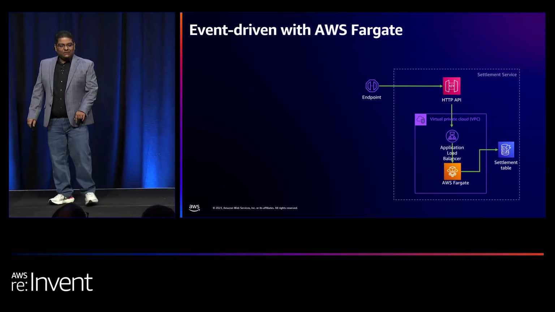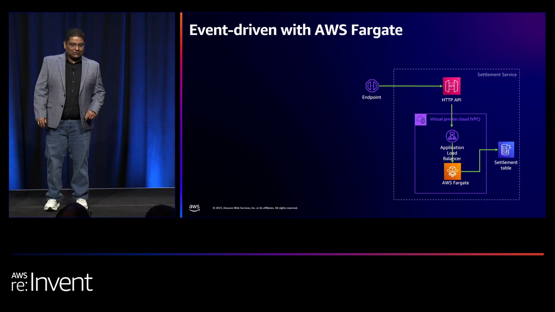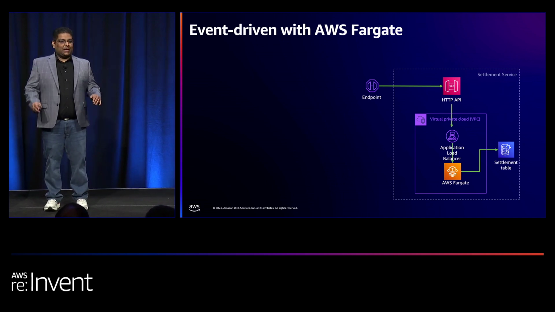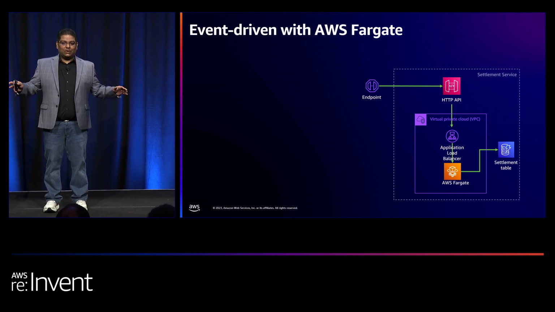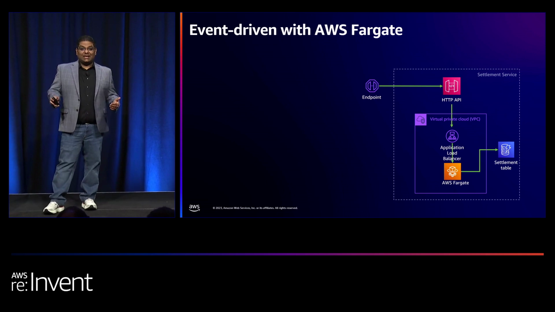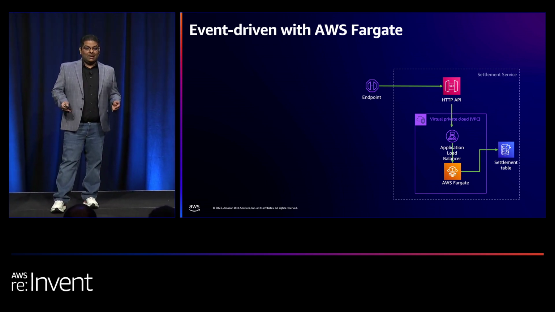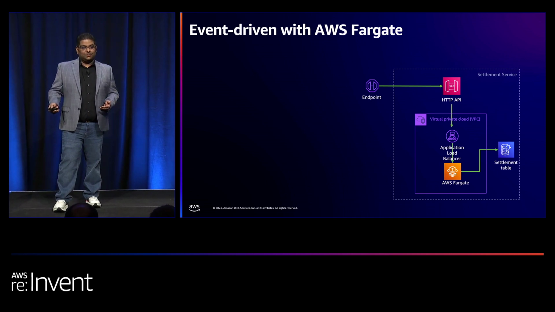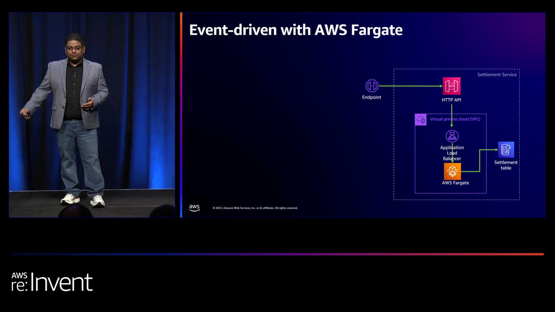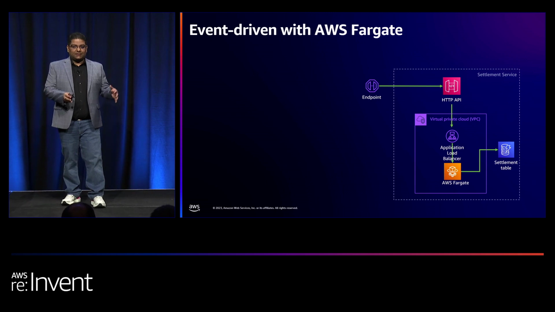How did I use event-driven with AWS Fargate? So think of settlement service. Assume settlement service is one of the domains which is working, it is a microservice, and they have been integrating with other domains using HTTP endpoints, right? So you have an HTTP endpoint and your AWS Fargate runs a Spring Boot application behind a load balancer and uses a settlement table.